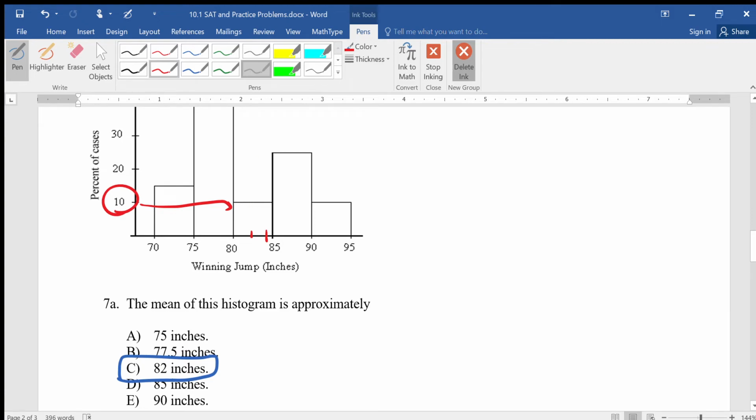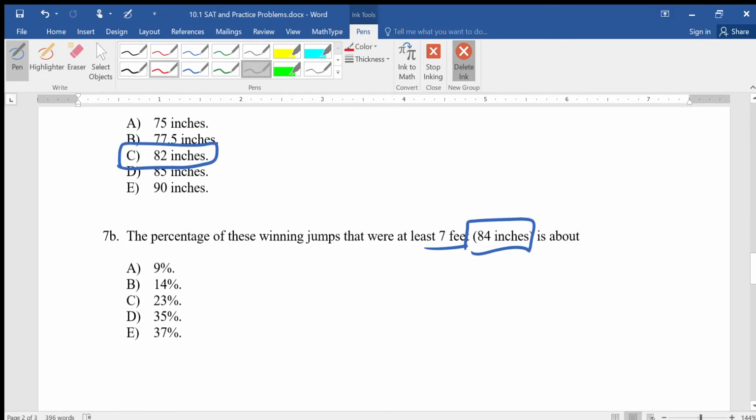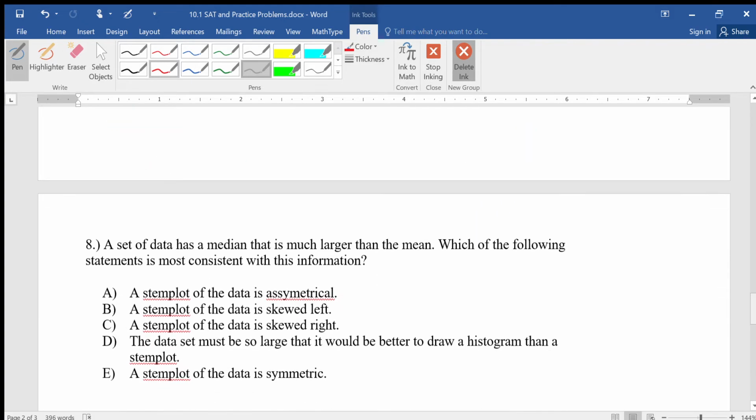All I know is I've got the percent of cases between 85 and 90. It looks like it's about 25%. And in this bar, it looks like it's about 10%. So the total is going to be close to about 35%. Let's see if that was an option. 35% was an option. There we go. Answer is D. All right, moving on.